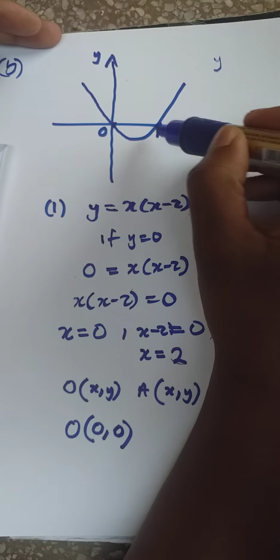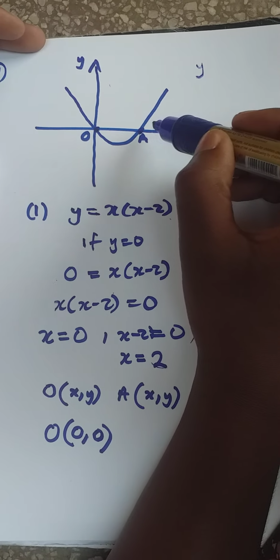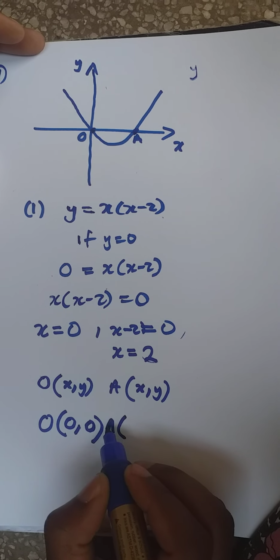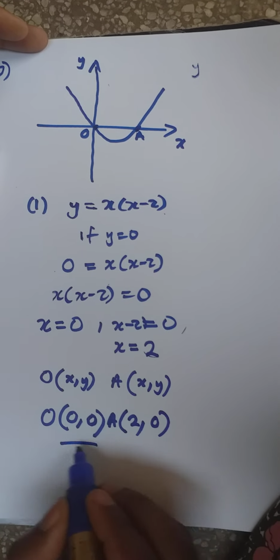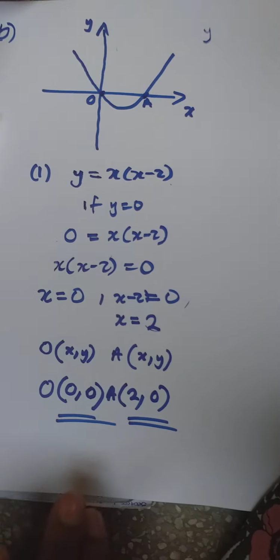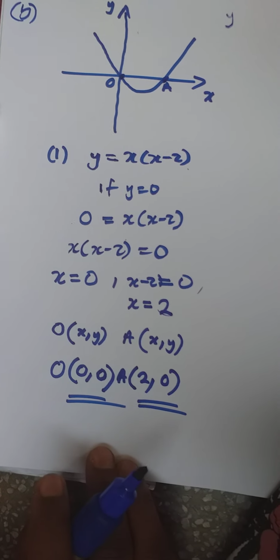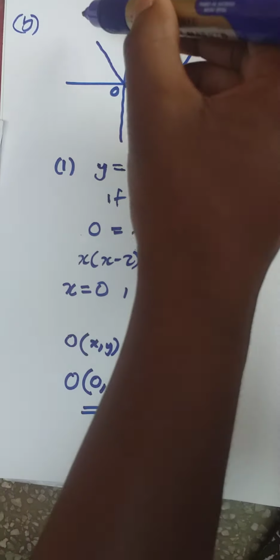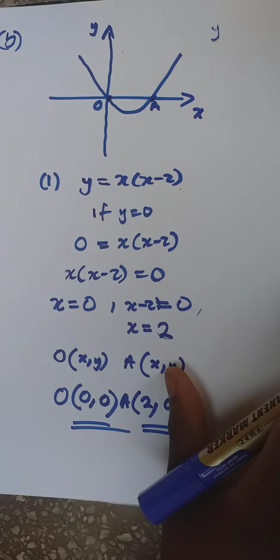But at A, for x we need to have a number, but for y it will be 0, because at any point on the x-axis, the y value is always 0. At A, we have already found the value of x is 2. So the y is 0. The reason is simple: the point is on the x-axis, so the value of y for the coordinates will always be 0. So these are the coordinates for where the curve cuts the x-axis. That was the solution for part B1.